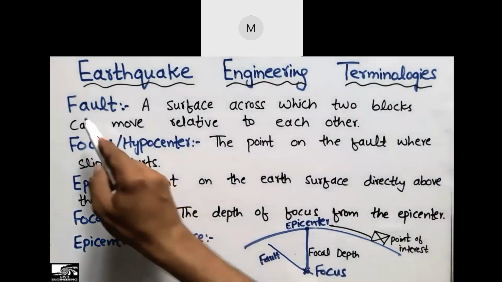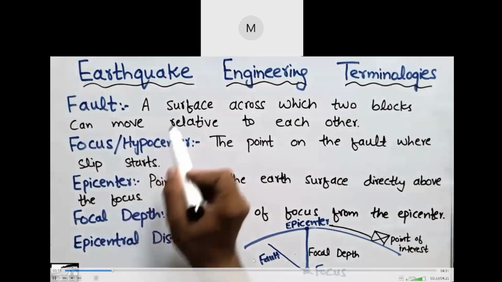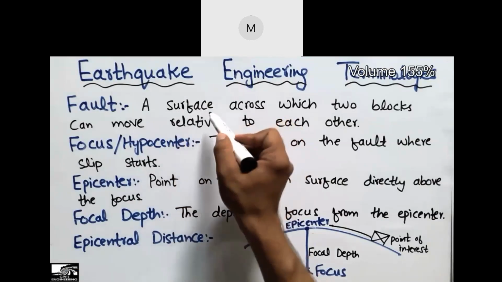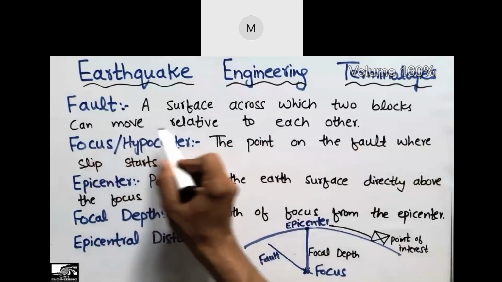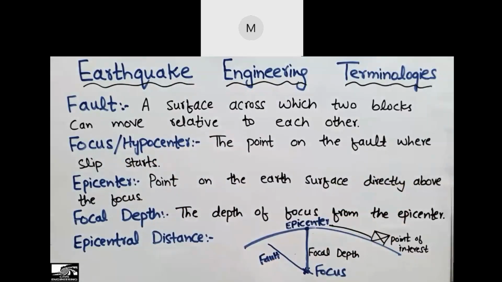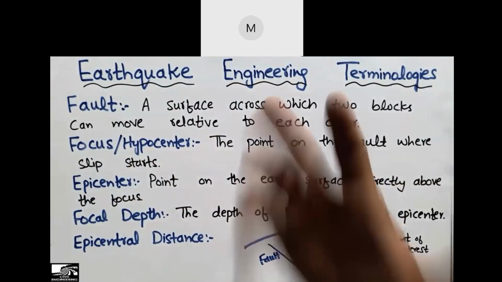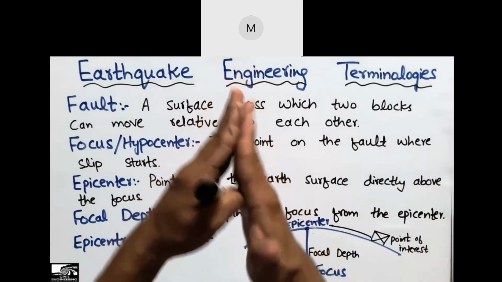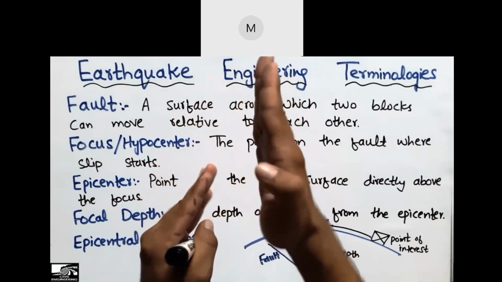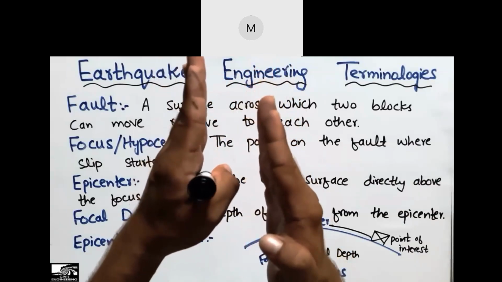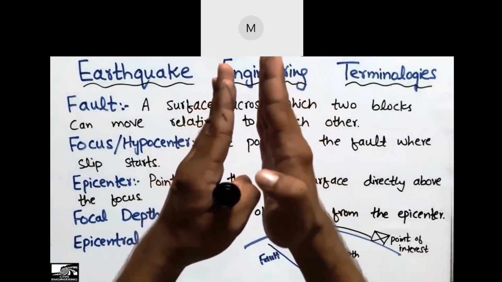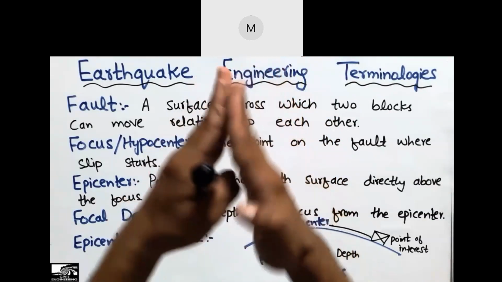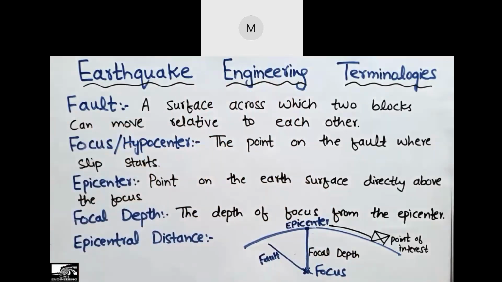So first of all, to define the fault. A fault can be defined as a surface inside the earth across which two blocks can move relative to each other. So it means it is the surface where the two blocks of the earth can move across one another, right? Let's consider this one rock and this another rock. These are my two rocks. So these rocks are allowed to move against one another. So this surface is known as the fault.